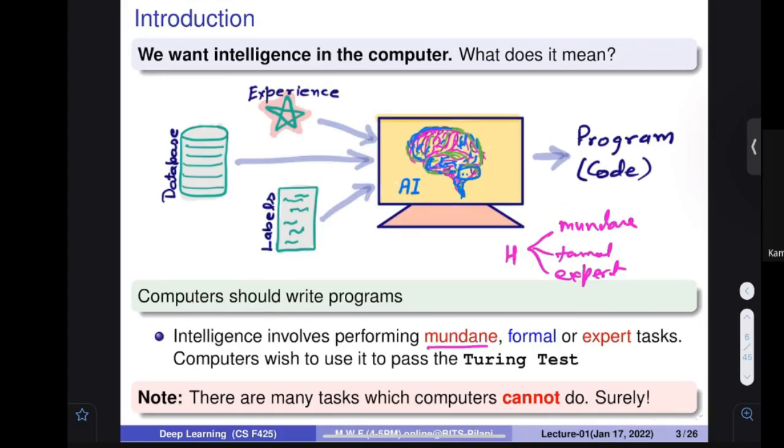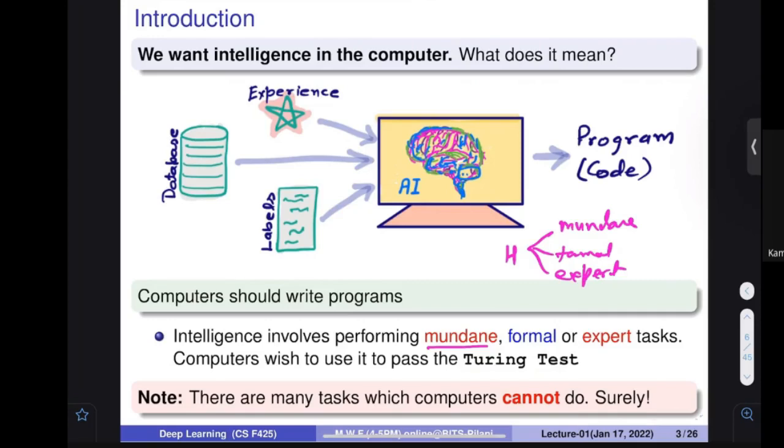There is a very important and subtle notion: when can you say that a computer has artificial intelligence? There is a test called the Turing test. If the computer passes this test, then I would say that the computer has got intelligence. Otherwise, I would say the computer has not got intelligence. What is the Turing test? The Turing test was proposed very long back.